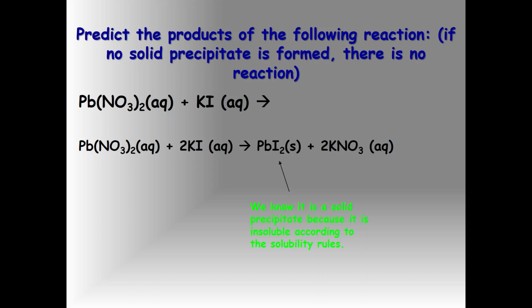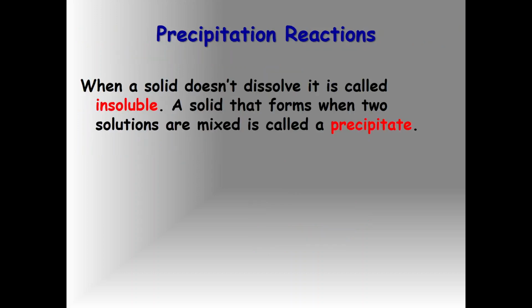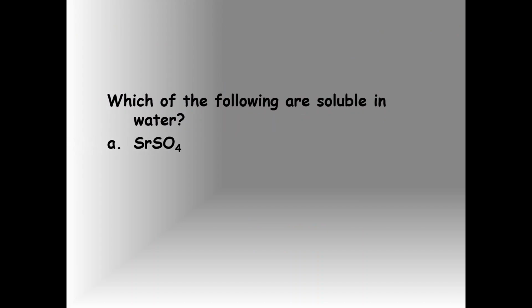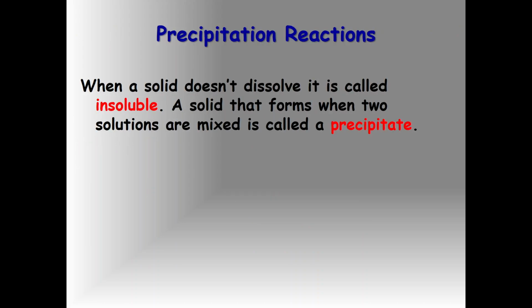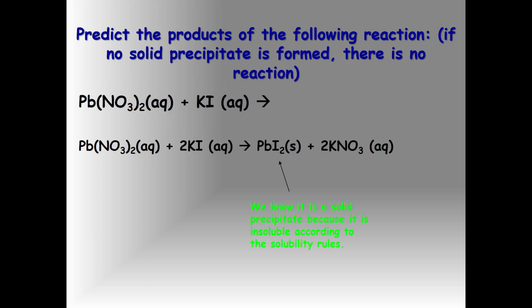So, in order to do double displacement to predict whether or not they will react, we need to see if there's a precipitate. We need to use our solubility rules to see if we'll end up with a solid on one side. Because we know there's a precipitate, we know that this reaction will occur, it being double displacement.